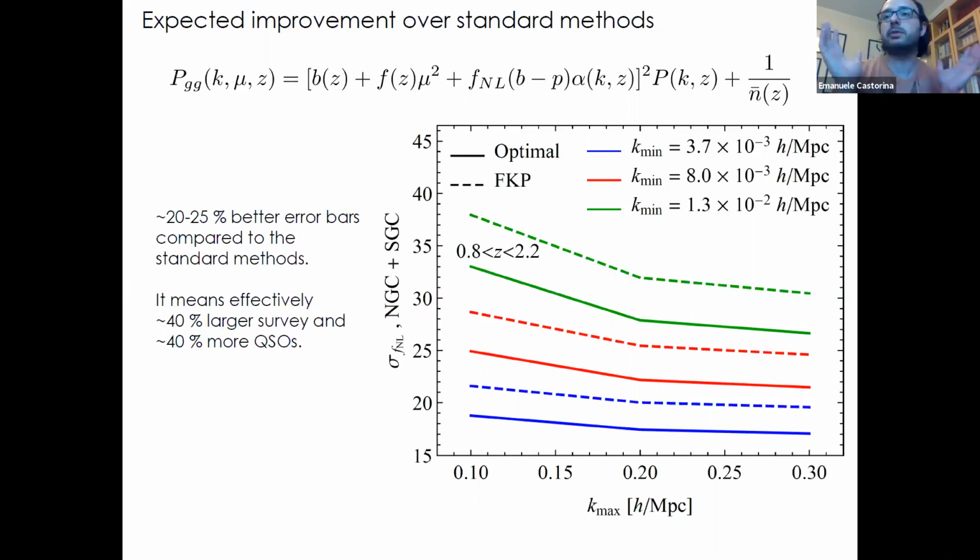which means that for free, just by reweighting our data in a smart way, effectively we made the survey 40% larger, as if we provided 40% more quasars. In terms of money that you would save, if you had to go and get all those spectra, it actually means a lot. So we do expect a 20% improvement.